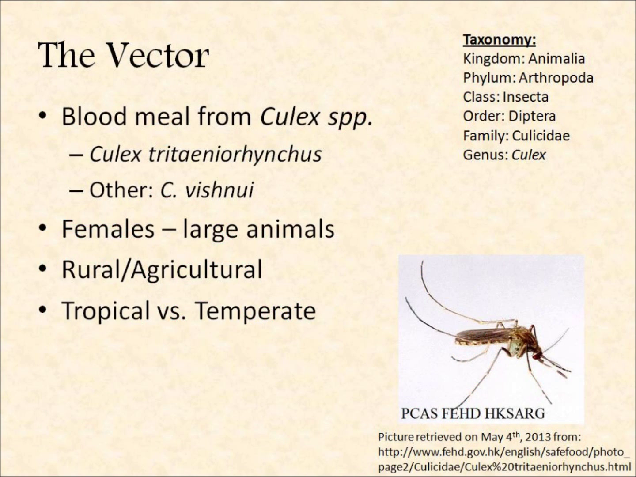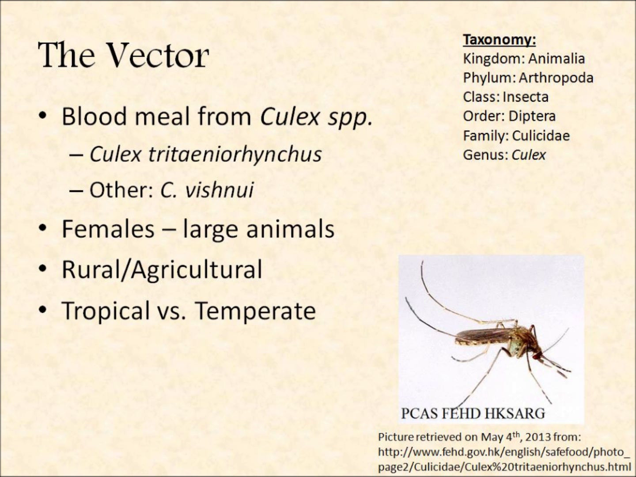The vectors of JEV are mosquitoes belonging to the genus Culex. The taxonomy is on the top right of the slide. I'm not going to repeat it because, well, it's right there. The virus is spread through blood meals from two main species, Culex tritaeniorhynchus and Culex vishnui.